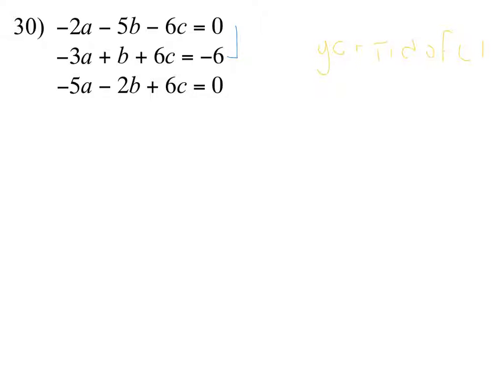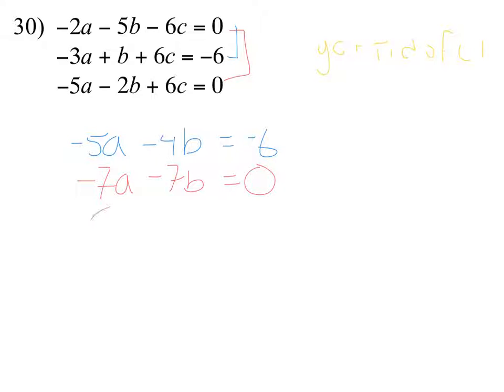When I add my first 2 equations together, we end up with negative 5a, negative 4b, and 0 is equal to negative 6. And if we add our first and third equations together, that'll give us negative 7a, negative 7b, and that will get us 0. I might then divide both of these by negative 7 just to make this a little bit nicer. And that turns into a plus b is equal to 0.